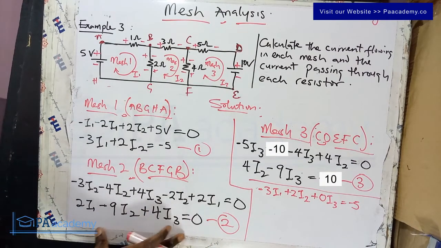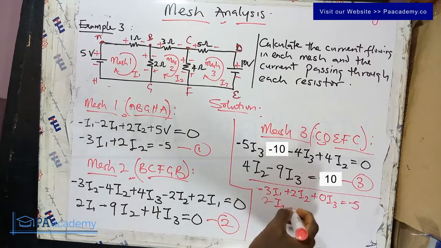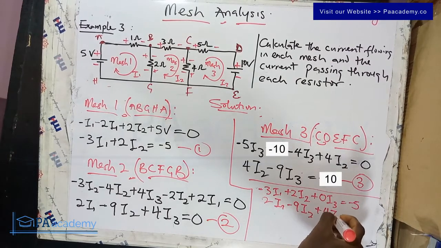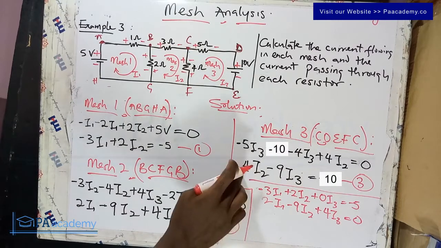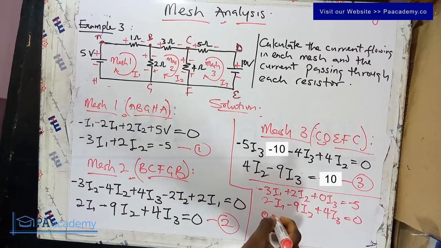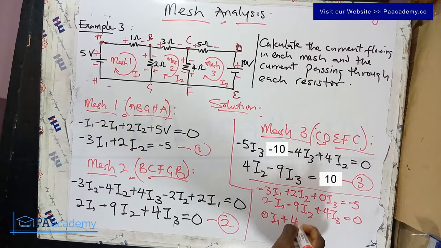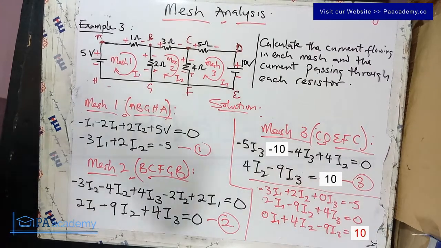So now for equation 2, we are going to be having 2i1 minus 9i2 plus 4i3 equals 0. Then equation 3, we don't have i1, so you can just indicate it as 0i1. The same scenario happened here, so this is 0i1 plus 4i2 minus 9i3 equals 0.